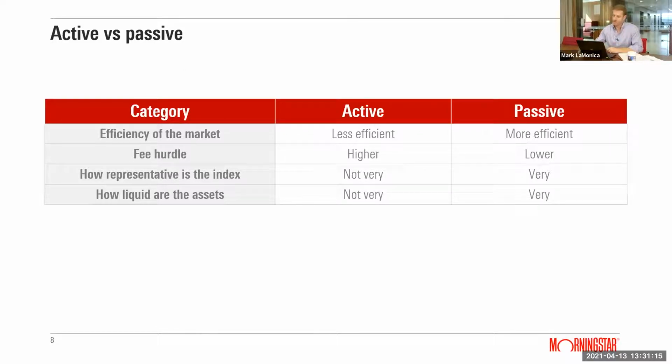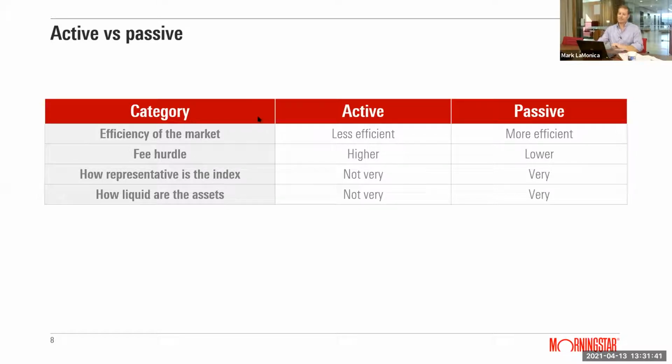The next thing, of course, is the fee hurdle. Fees have been coming down a lot, but fees are still higher for active management. You have to pay for that active management: a bunch of people sitting in a room trying to figure out what to buy. You're paying their salaries, and they're not cheap. So there is a fee hurdle. You have to determine, as with everything else, whether that extra fee is worth it. In many cases, it's not.